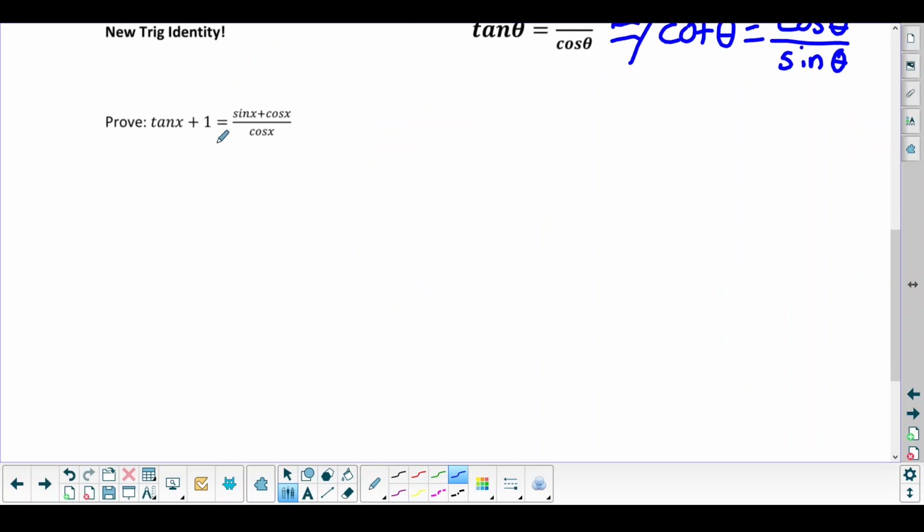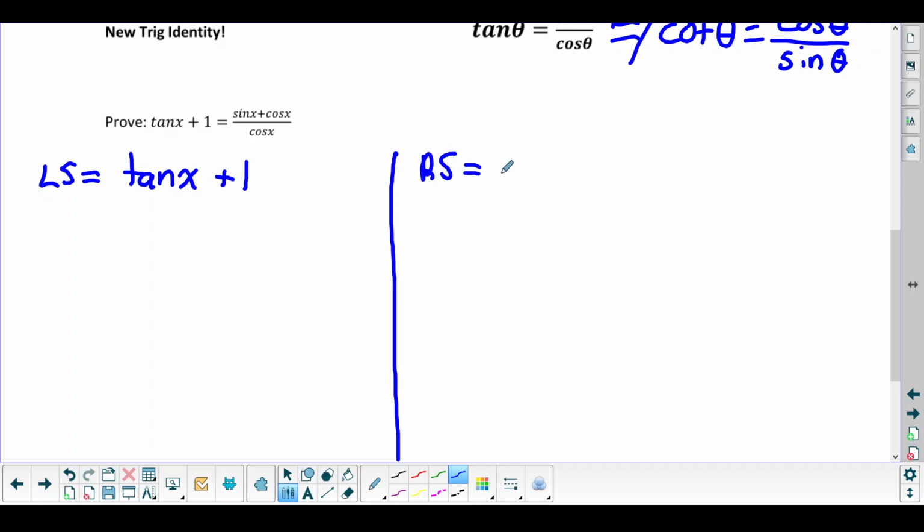Okay, so we want to prove that tan x plus 1 is equal to sine x plus cos x, all divided by cos x. Those don't look similar at all, but let's see what we can do. So we'll set our left side equal to tan x plus 1. And our right side equals sine x plus cos x all divided by cos x.